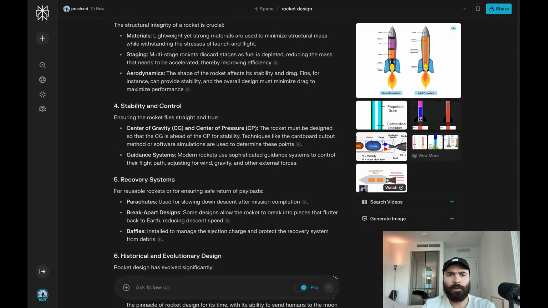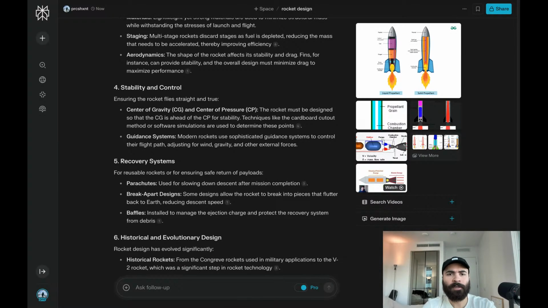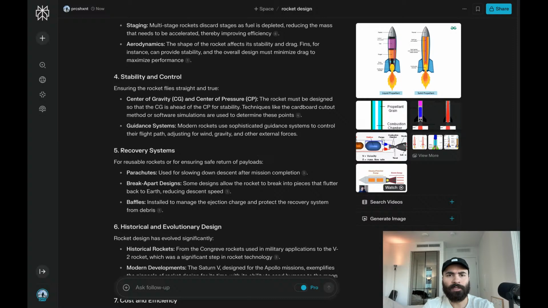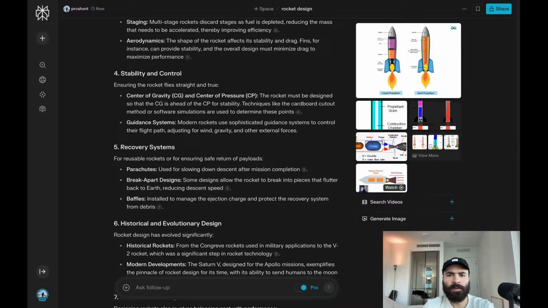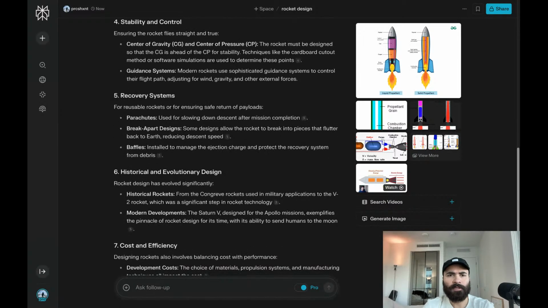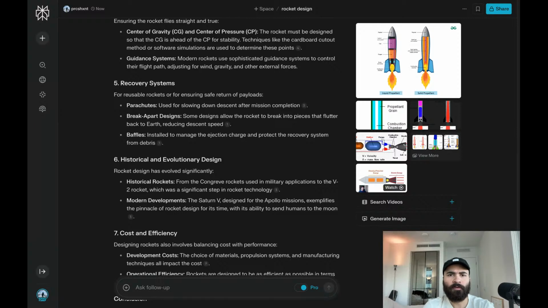Reducing the mass that needs to be accelerated, thereby improving efficiency. Aerodynamics: the shape of the rocket affects its stability and drag. Fins, for instance, can provide stability, and the overall design must minimize drag to maximize performance. Stability and control: center of gravity and center of pressure. The rocket must be designed so that the CG is ahead of the CP, the center of gravity ahead of the center of pressure.